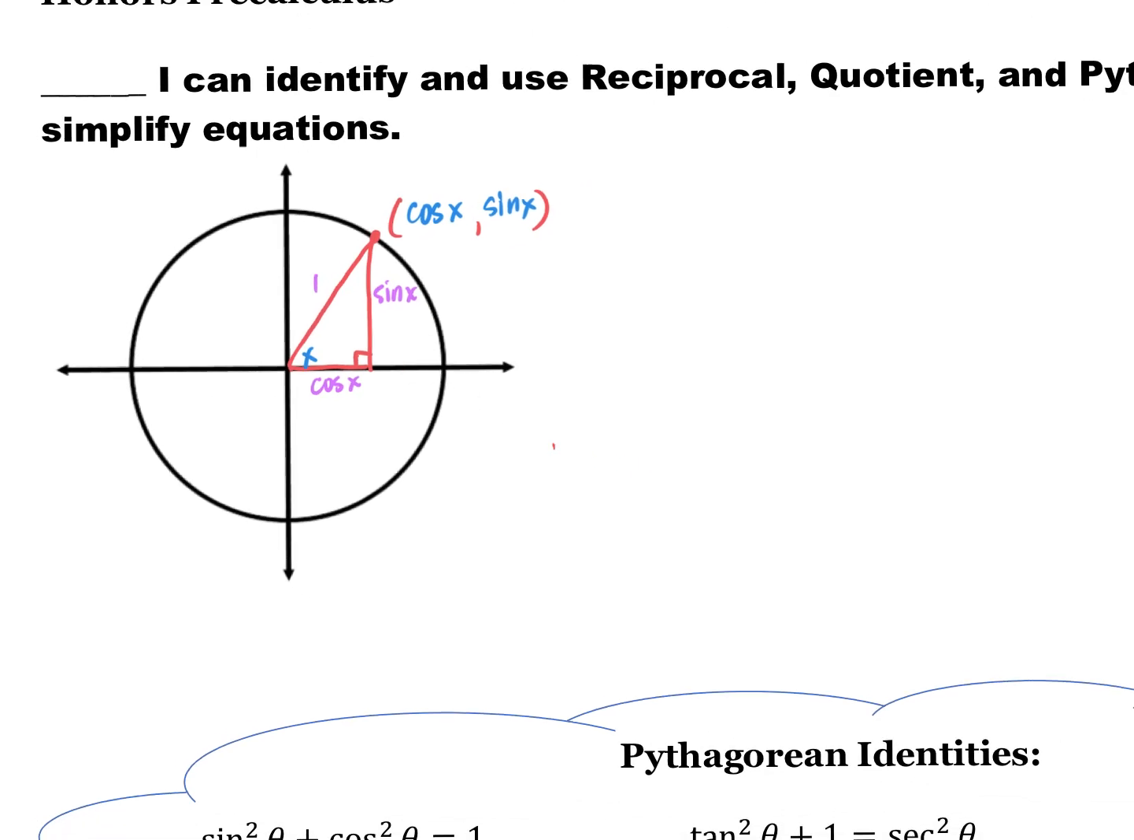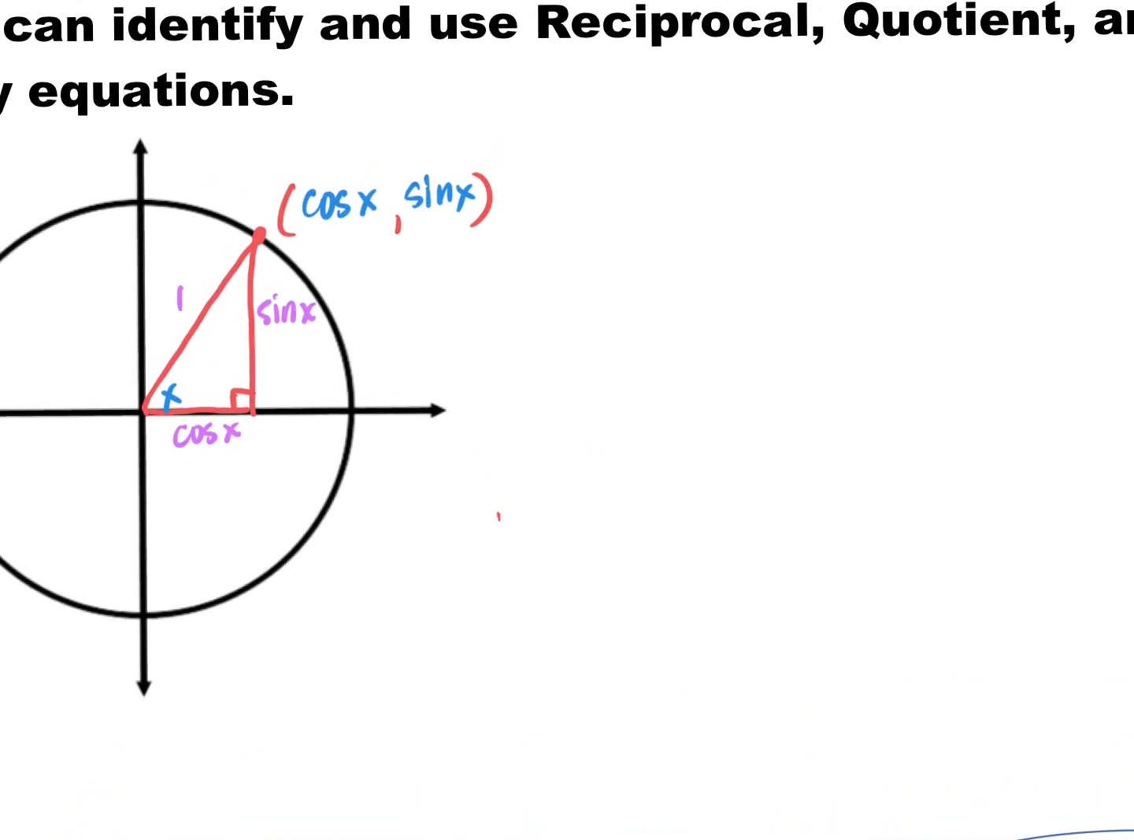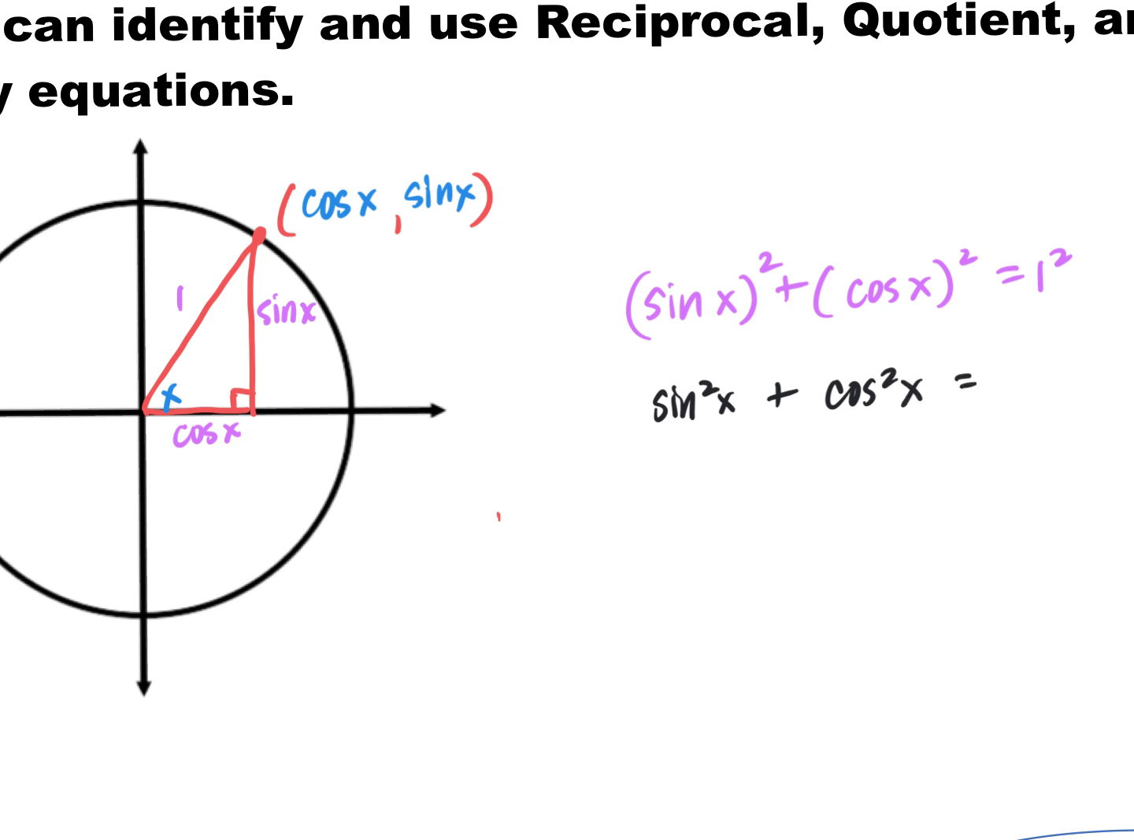Can you remind me what the Pythagorean theorem would look like for this triangle with these values? Sine x squared plus cosine x squared. Yes, this squared plus this squared is this squared. Agreed. Now, a book is not going to write it that way. A book is going to write it this way: sine squared x plus cosine squared x. 1 squared is how much? 1. So that's why I'm going to write it this way, just so you know.